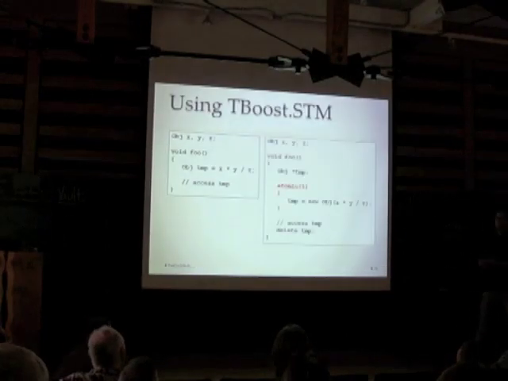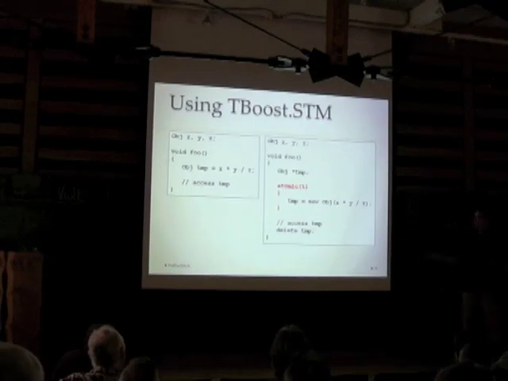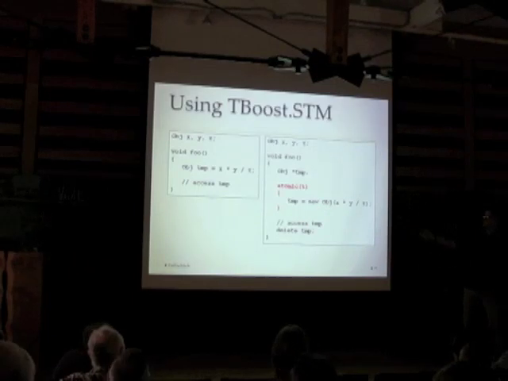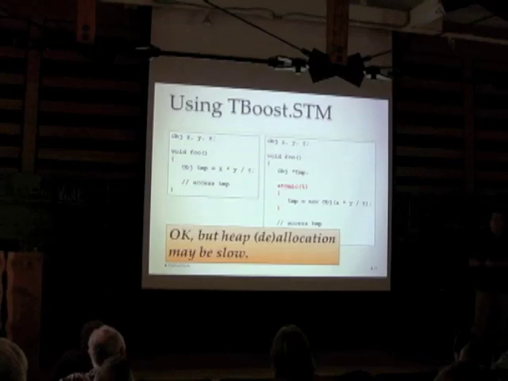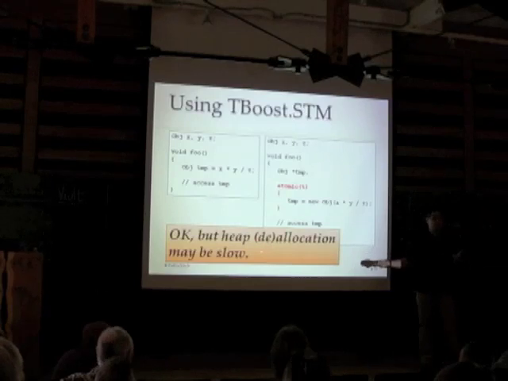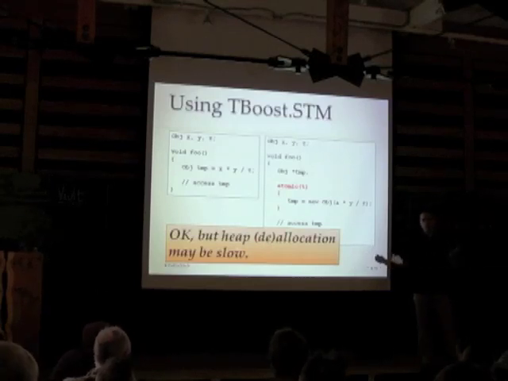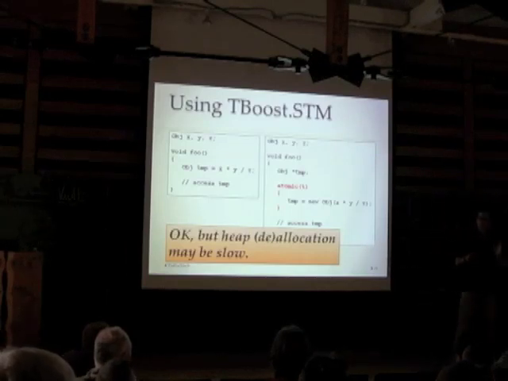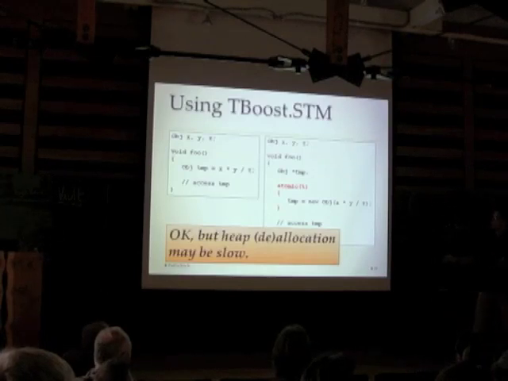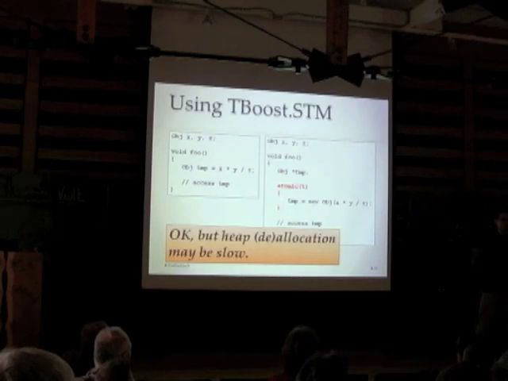So try again, and we make it now a little bit faster, potentially. Now we just do heap allocation for this. We do new, and we delete it down here. I should initialize that to null. The problem here is that our heap allocation and deallocation may be slow. And with TBUS STM, when we're talking about multi-threaded programs, heap allocation and deallocation means serialization, based on how your allocation is implemented. Every way we slice this with TBUS STM, we get into this crux of not being able to do it the way that we want.